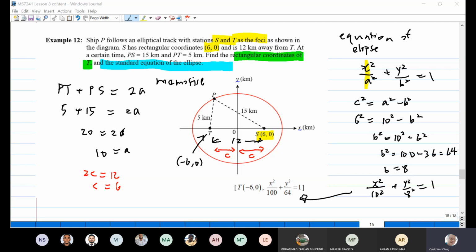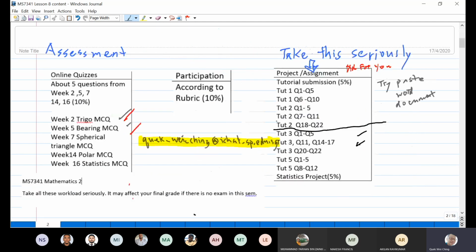Okay, so now let's go back to the lesson. I'm going to show you the beginning when I talk about this. You have 2 more quizzes to go, and a tutorial for this week. The tutorial for this week is, no sorry, this one: 11, 14 to 17. I will try to do some for you, and the remaining you do yourself. Okay, thanks.